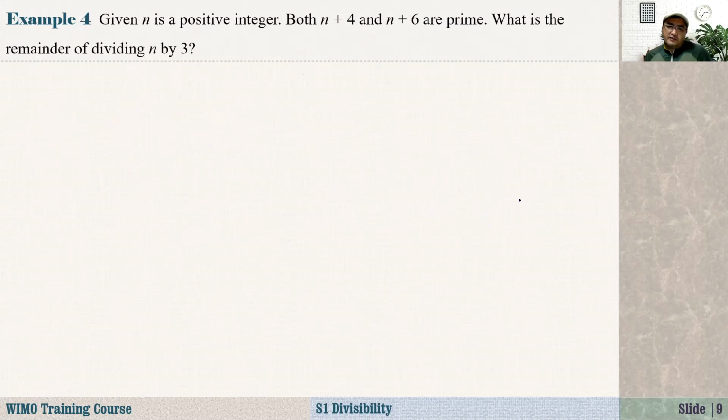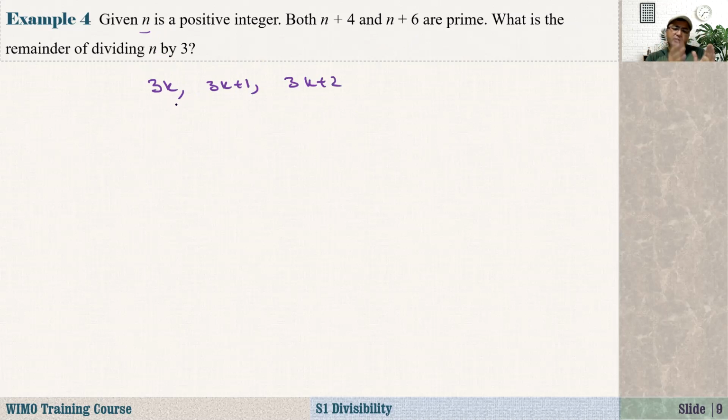Given n is a positive integer, both n plus 4 and n plus 6 are prime. What is the remainder of dividing n by 3? Okay, since it is saying that it is n plus 4, n plus 6, and we need to find the remainder when we divide this n by 3. And since n plus 4 and n plus 6 are prime numbers, and again that number, right, this n, it may belong either to this group, that's 3 times k, or 3 times k plus 1, or 3 times k plus 2, right? Because here we can just group all the integers in this form.